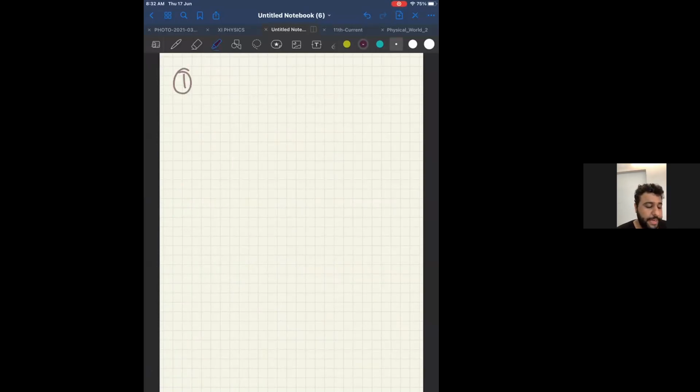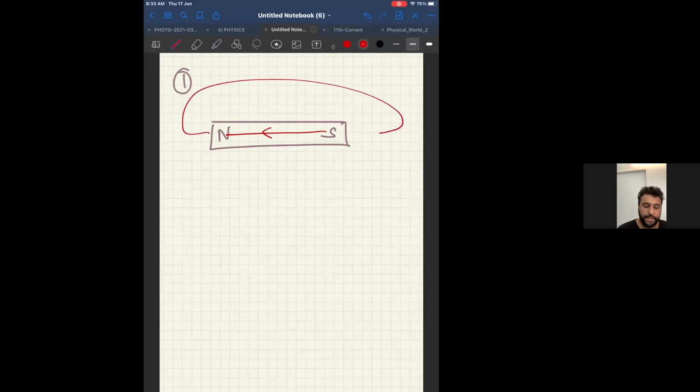What is it? The magnetic lines of force inside a bar magnet. Now, magnetic lines of force, please look at the screen. You have North Pole, you have South Pole. And inside the bar magnet, magnetic lines of force are from South Pole to North Pole. And outside the magnet, they are North Pole to South Pole, correct? Inside the magnet, they are South Pole to North Pole, and outside the magnet, they are North Pole to South Pole. Is it clear? Now, see the options.